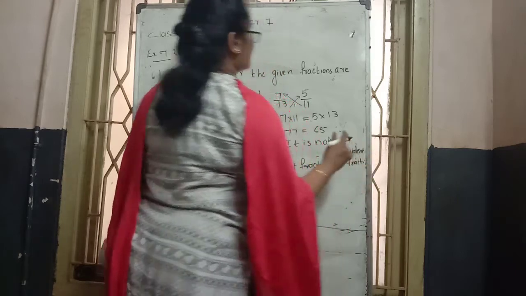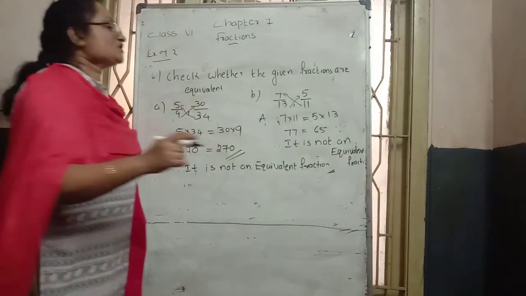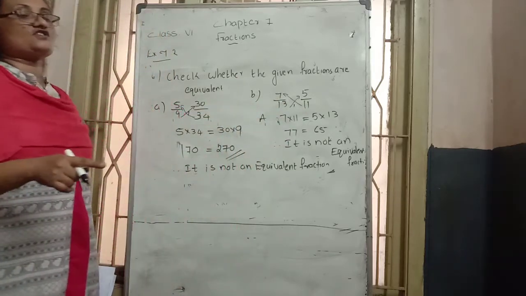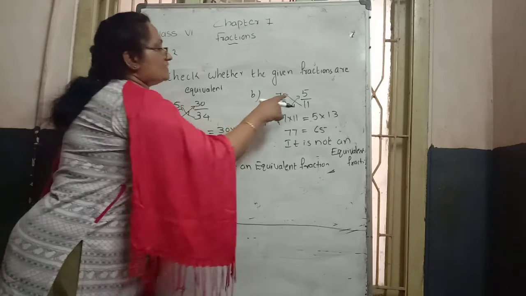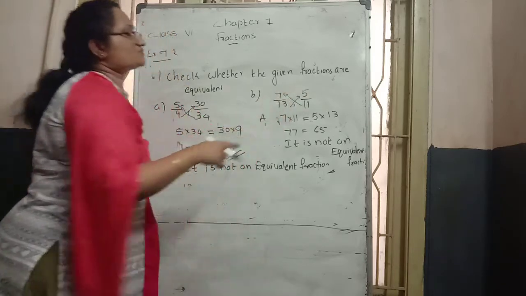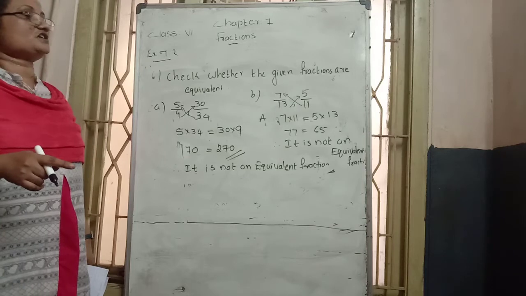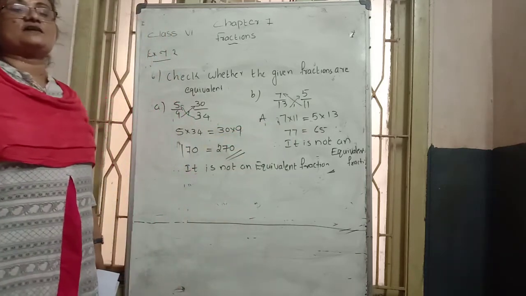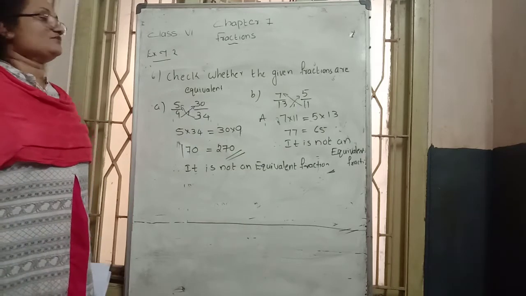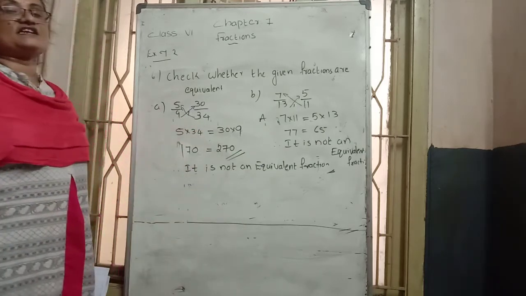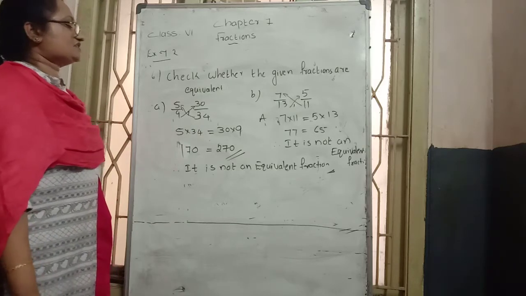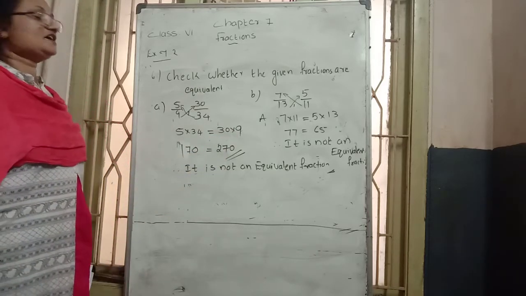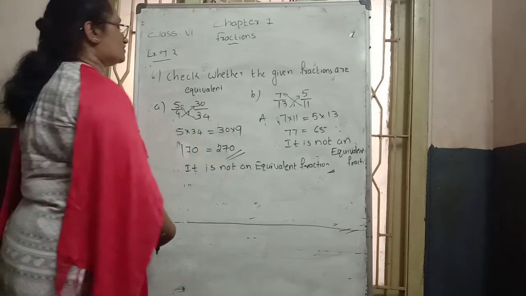So remember how to check: just cross multiplication. The second fraction denominator is cross multiplied with the first fraction numerator, and the first fraction denominator is cross multiplied with the second fraction numerator. If the left and right sides give the same answer, we can say it is an equivalent fraction. In these two questions it is not an equivalent fraction. I hope you understand how to do this question.